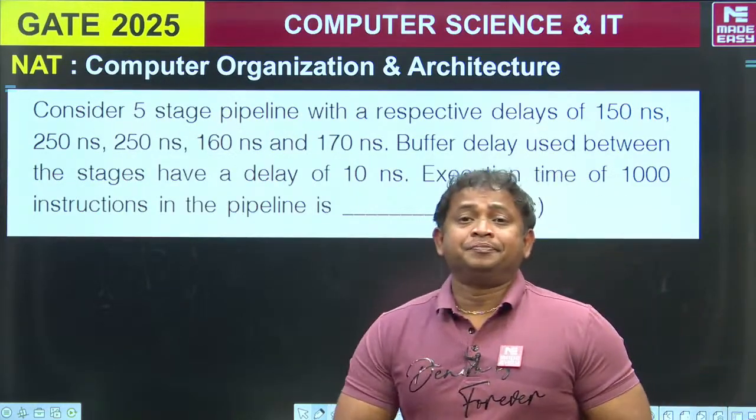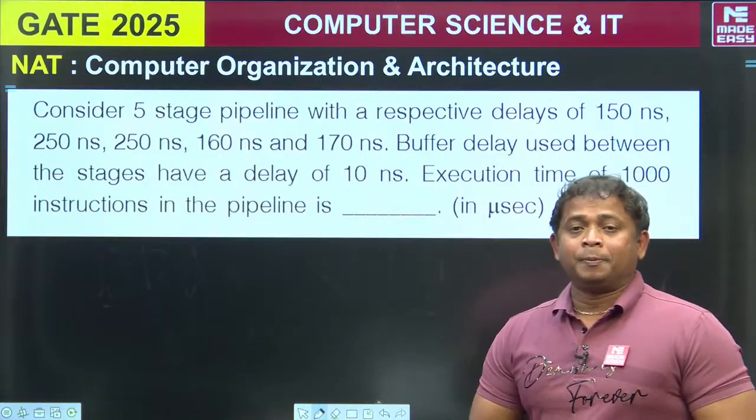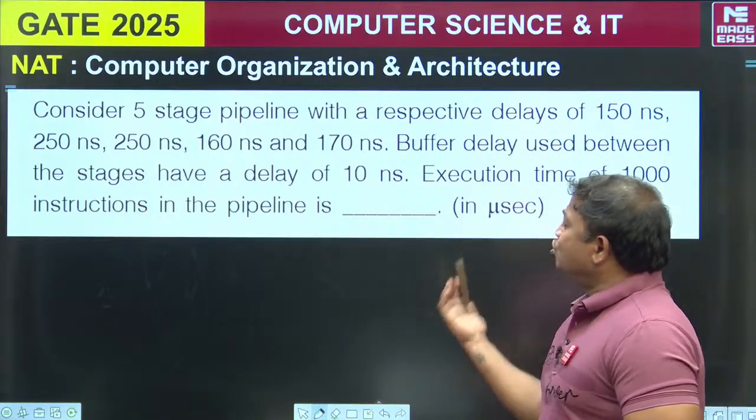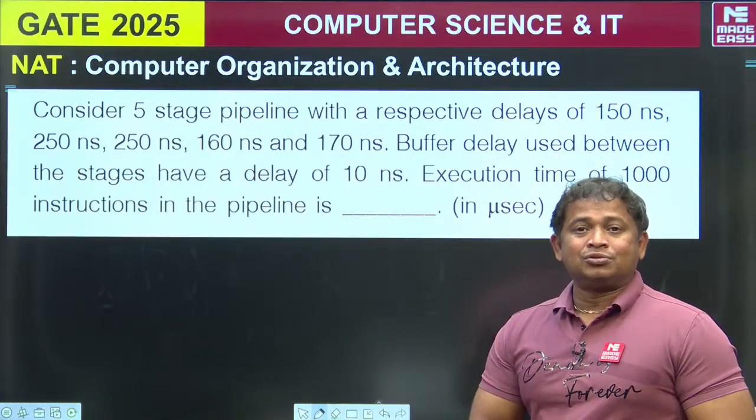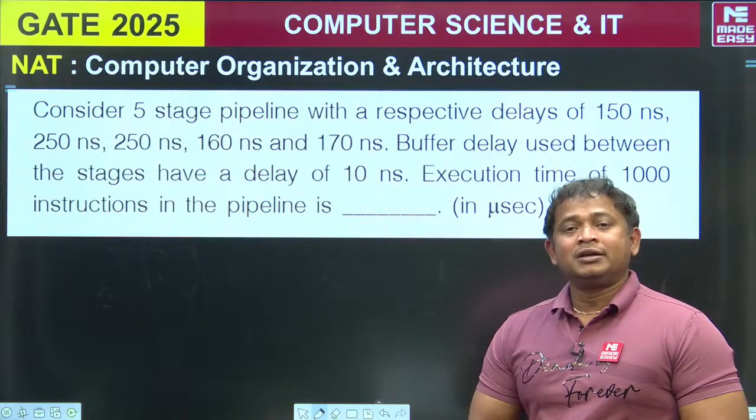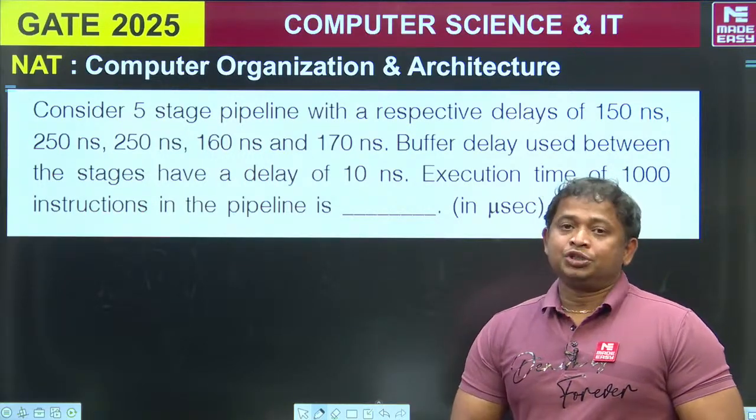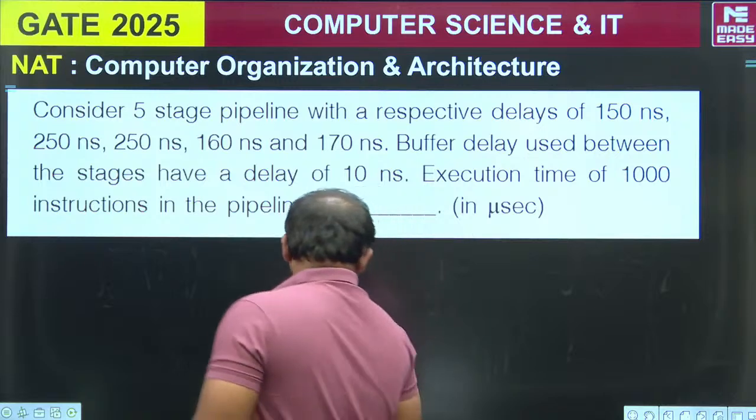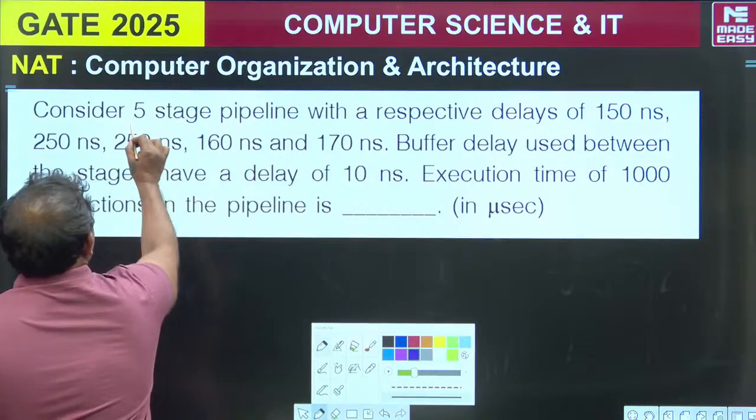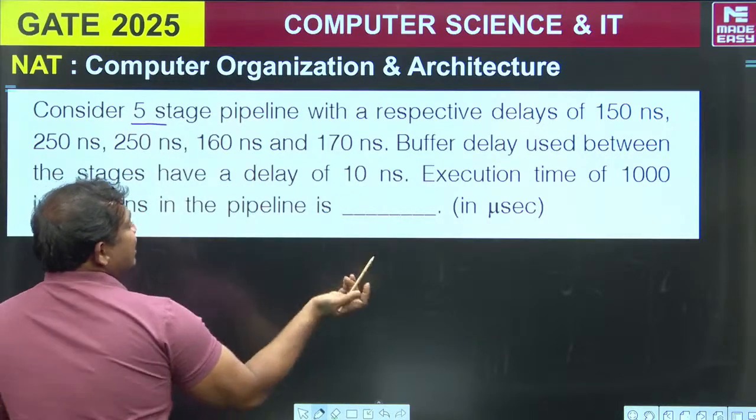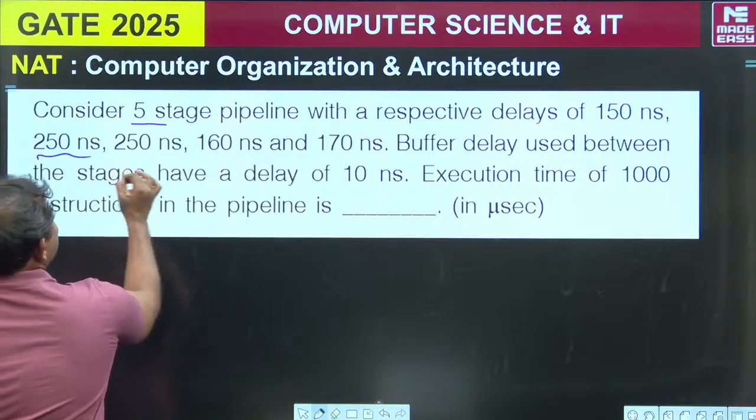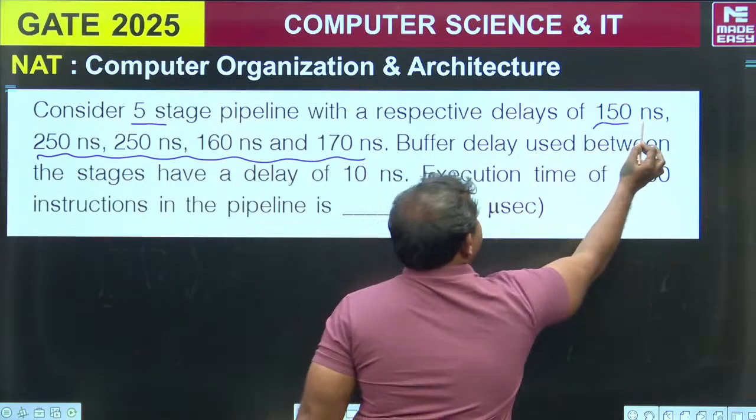Now next question. This is the question from the pipelining topic. We have done so many questions in the regular class notes related to the pipeline. So it is a direct execution time question. According to the question, a 5 stage pipeline is given with respective delays. So this is a non-uniform delay pipeline.